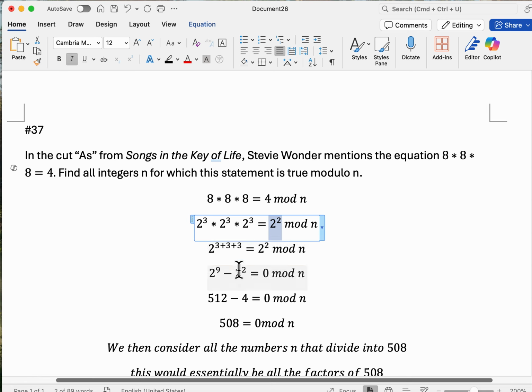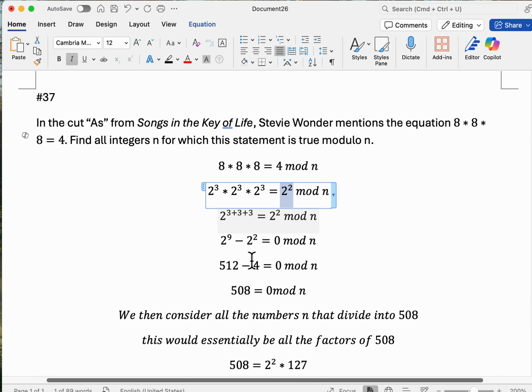That gives us 2 to the 9th minus 2 squared. You could do difference of squares on that. You could also just put it in your calculator and compute that. That's going to give you 512 minus 4 equals 0 mod n.